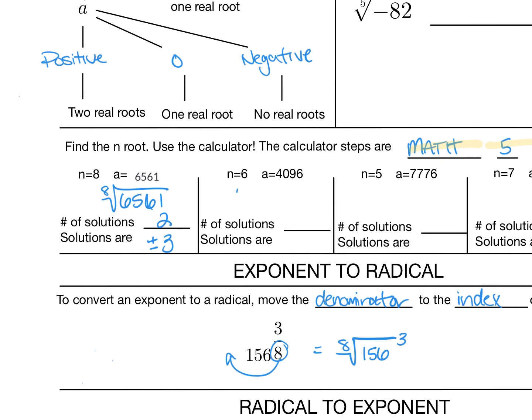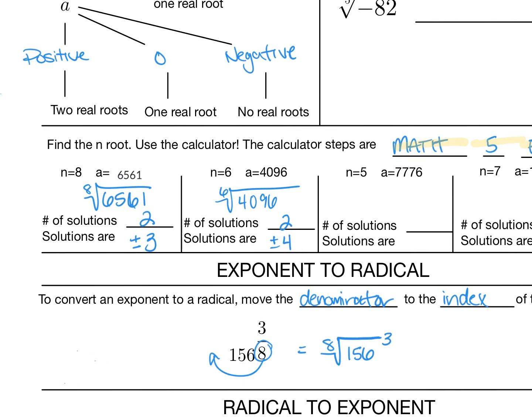Moving on, once again, we have an even root, so it's going to have at least 2 solutions. 4096 goes inside my calculator, and I get an answer of 4, but because I know I'm expecting 2 solutions, it's going to be plus minus 4.